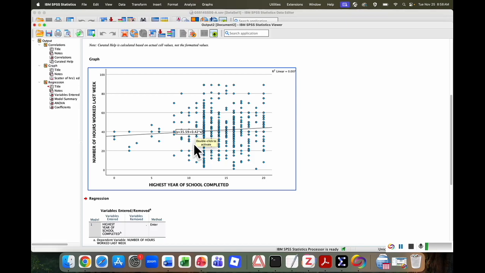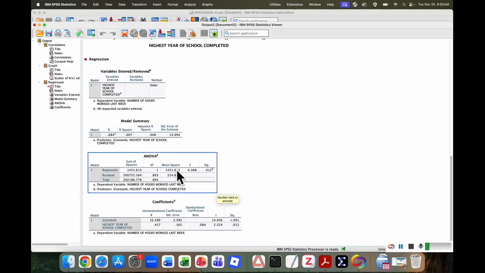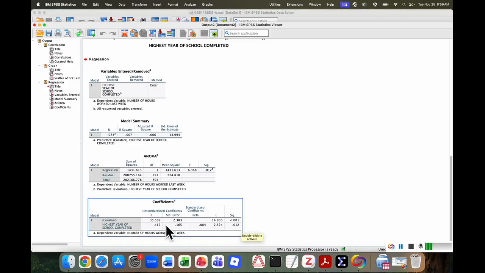What that means is that for every 1 unit increase in x, there's a 0.42 increase in y. For every 1 year of school completed, there's an increase of 0.42 hours worked last week. Now the other number that is relevant here is this one here, 35.59, and we can find that it is within rounding over here for this constant. This is the y-intercept. Now we can see that this is significant. It's 0.012, and that is the information for this specific coefficient.